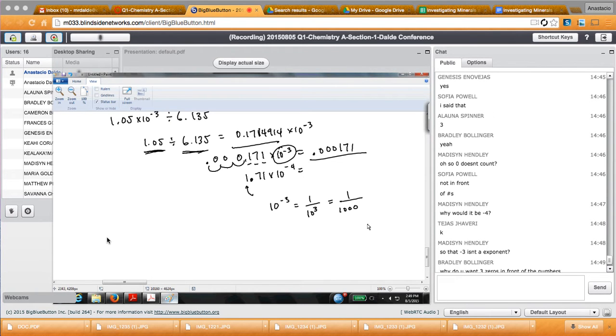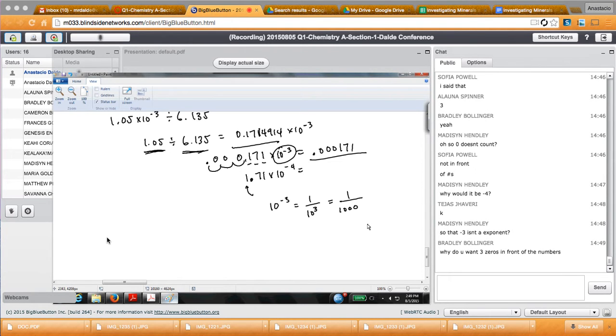This is scientific notation. Why do you want 3 zeros in front of the number? Why do I want 3 zeros in front of the number? Okay.